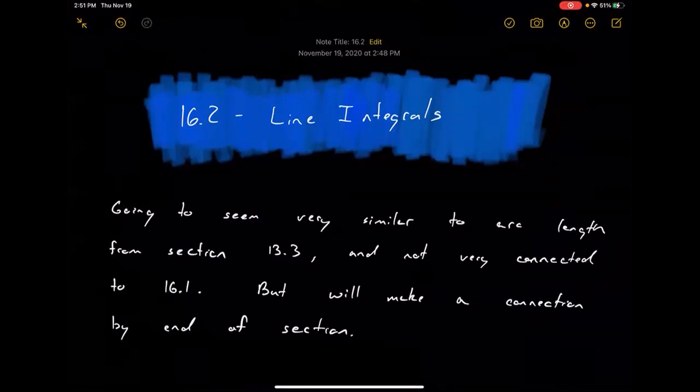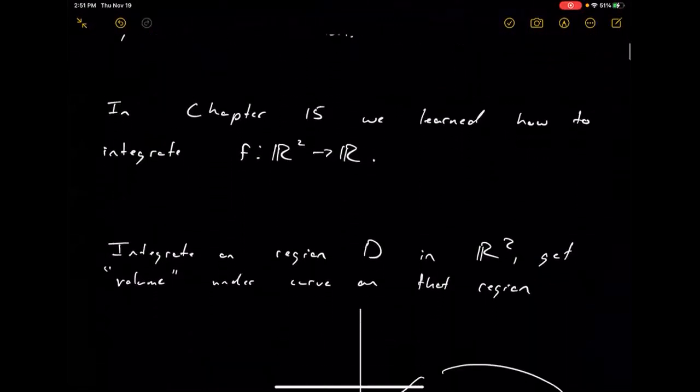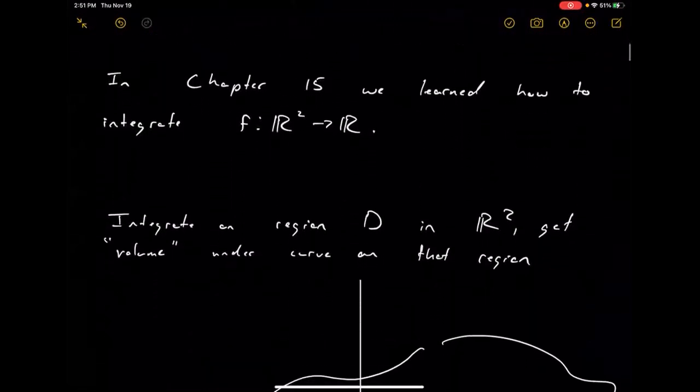At first it's not going to seem to be related to vector fields at all, what we did in the last section, but then we'll make a connection to that at the end. Okay. So let's talk about what a line integral is.